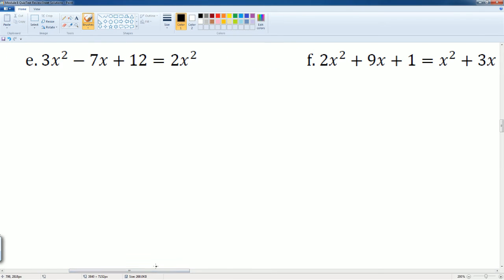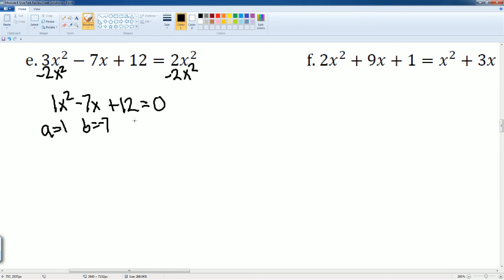Let's look at E. This is not in factored form or standard form, so we subtract 2x squared from both sides. You get 1x squared minus 7x plus 12 equals 0. This is in standard form. A equals 1, B equals negative 7, C equals 12. Put in our diamond, B equals negative 7, C equals 12.